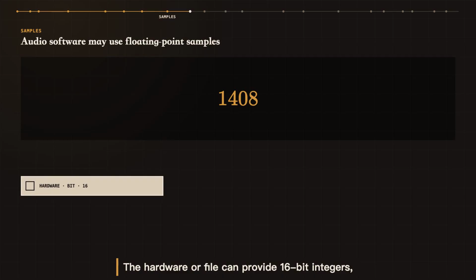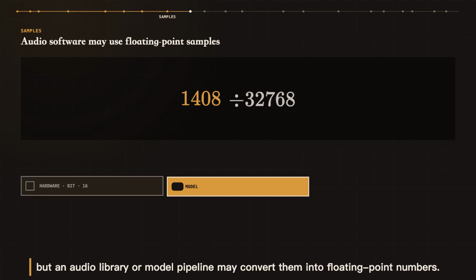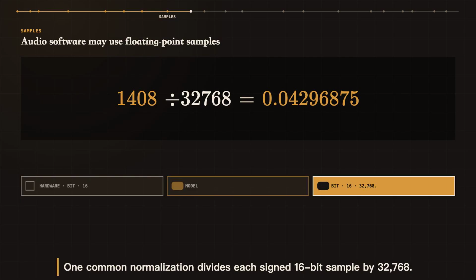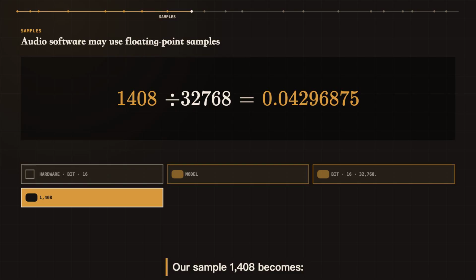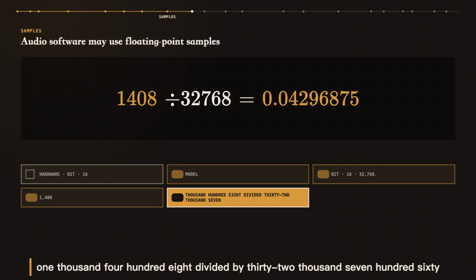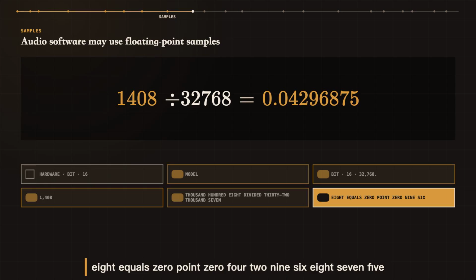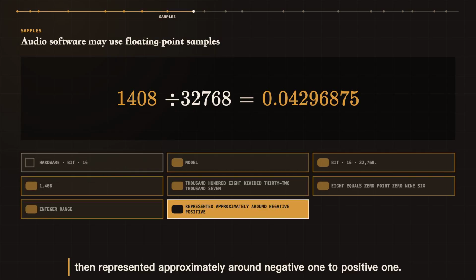The hardware or file can provide 16-bit integers, but an audio library or model pipeline may convert them into floating point numbers. One common normalization divides each signed 16-bit sample by 32,768. Our sample, 1,408, becomes 1,408 divided by 32,768 equals 0.0429685. The integer range is then represented approximately around -1 to +1.